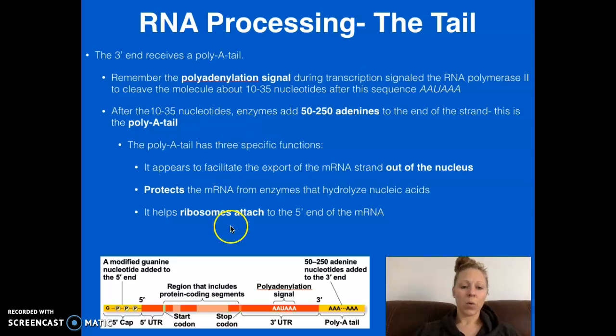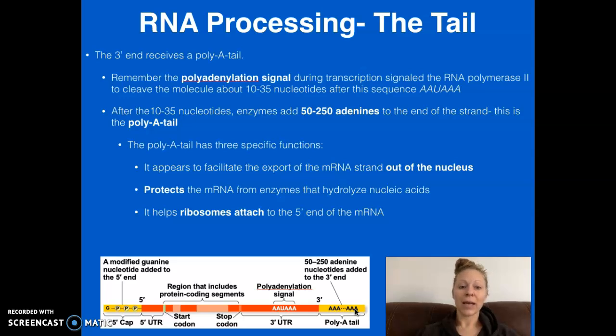And what is going to happen? So here is our polyadenylation signal. At the end of the 10 to 35 nucleotides, so here we are, an enzyme is going to add on the poly-A tail, which is just a sequence of 50 to 250 adenines, to the end of this strand.